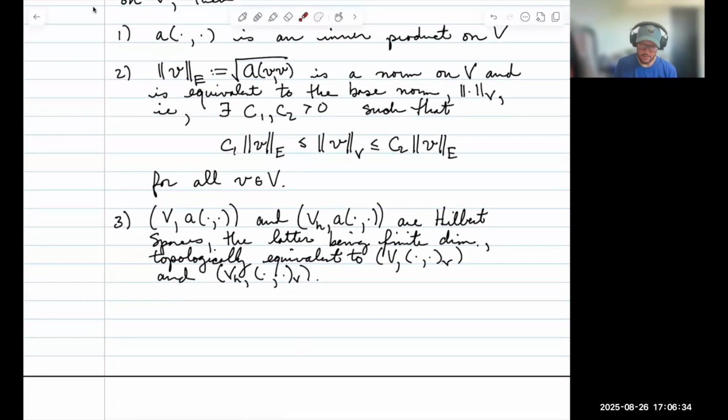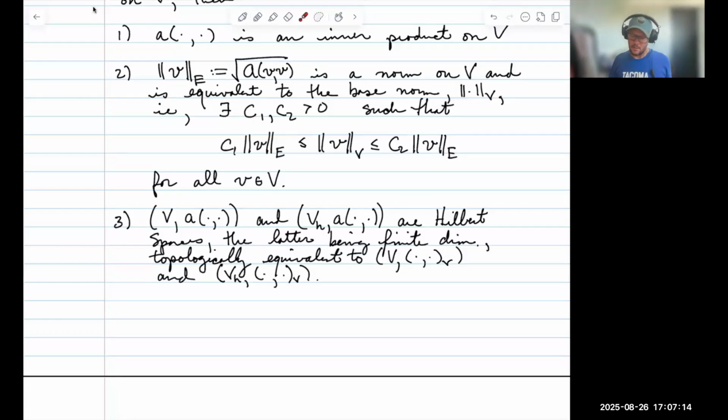Okay. So V paired with this new inner product A, and V_h paired with this new inner product A, are Hilbert spaces, of course the latter being finite dimensional, and these Hilbert spaces are topologically equivalent to the original spaces. So the spaces are the same, but the way you create open sets may be different. But it turns out, since I'm saying they're topologically the same, the way of creating open sets is exactly the same. If I say that a sequence converges in one topology, then it converges in the other.